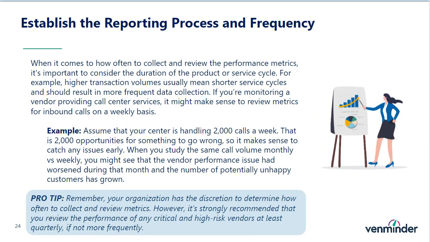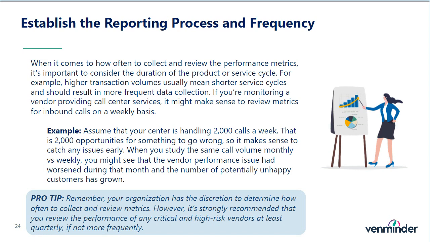Another really important consideration is how often you should pull and review that performance data. So I like to say that a good rule of thumb is built around the service cycle or the transaction length. So let me use an example. Suppose your call center gets about 2,000 calls a week. Each one of those calls is going to contribute to the vendor's performance and your NPS rating.